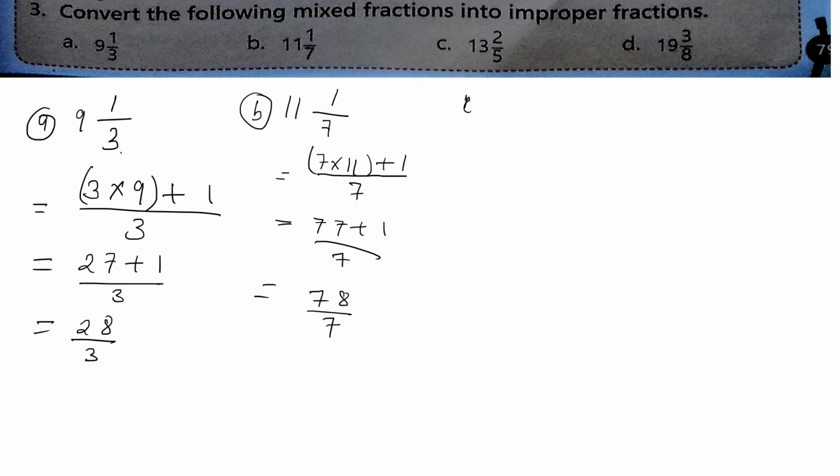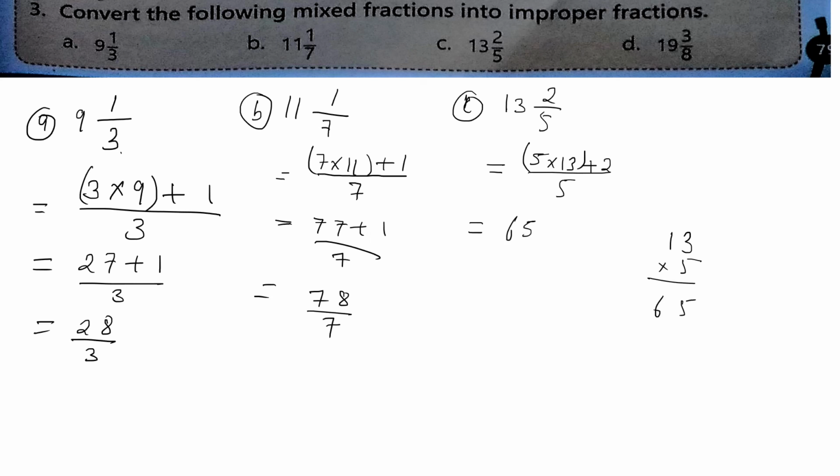Now number C, 13 whole 2 by 5. So 5 here, 5 again here, multiply 13 plus 2. So 13 times 5, how much? If you don't know, then do the multiplication here. 5 3s are 15, 5 1s are 5 plus 1, 6, and 65. 65 plus 2 by 5. So 65 plus 2, 67 by 5.